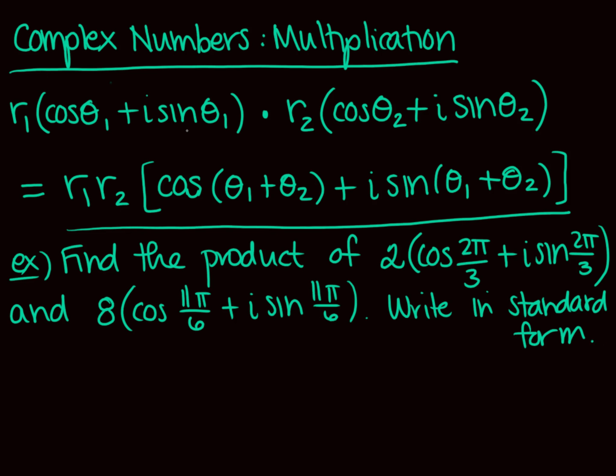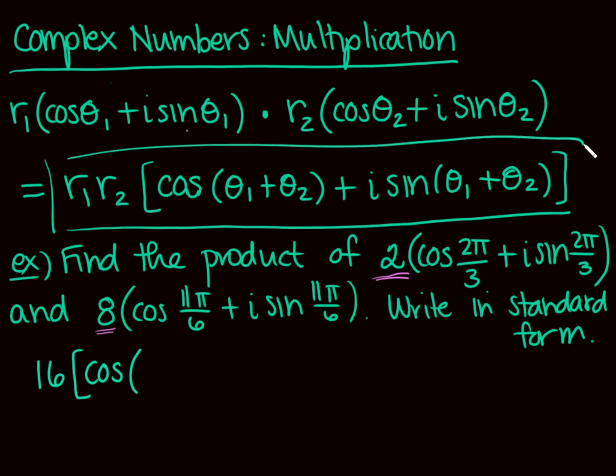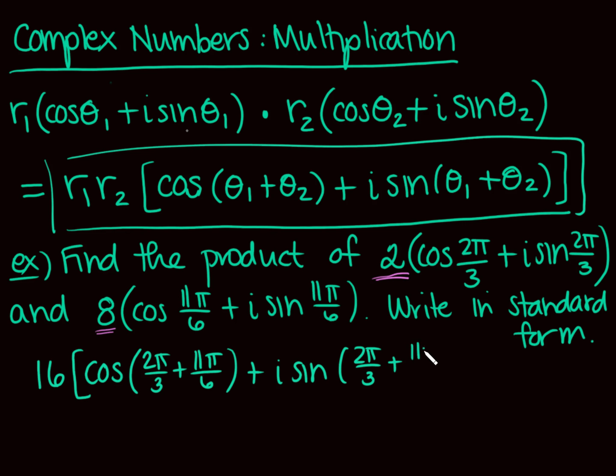All right, so I'm multiplying these two numbers together. So what are my r's? My r's are the 2 and the 8. So when I take their product, I'm going to take 2 times 8, so that's 16. And then I'm going to have the cosine of, and I just do what this theorem tells me right here, I just add them together. So I'm going to have 2 pi over 3, and we'll get a common denominator in a minute, plus 11 pi over 6, plus i sine of 2 pi over 3 plus 11 pi over 6.